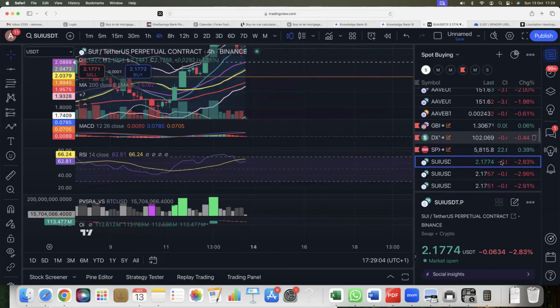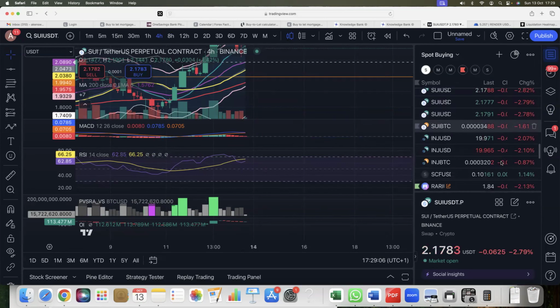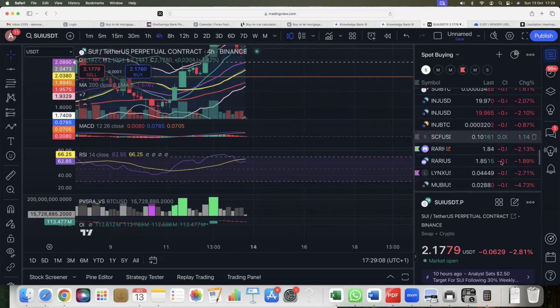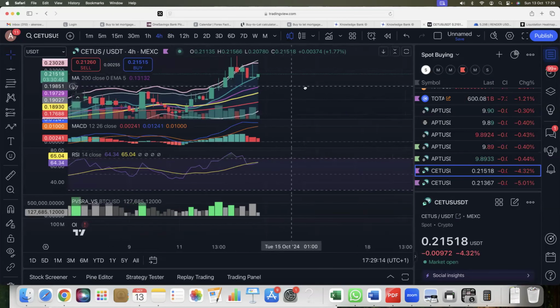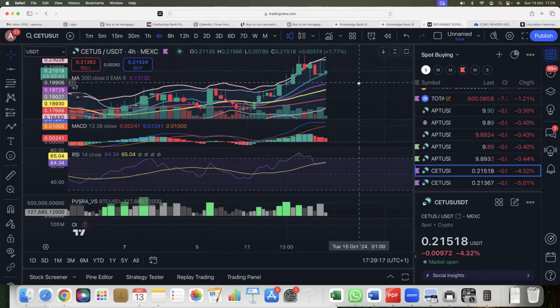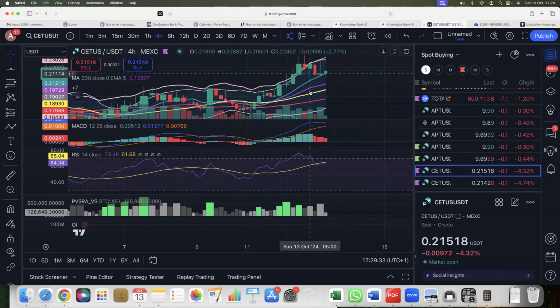Then there's another one that I wanted to bring to focus, which is CETUS. Yeah, so CETUS is another one. It's linked to SUI, right? Marshall, you probably know this better than I do. Is it a DEX for SUI? Yeah, it's a DEX. So if SUI goes up, the DEX also goes up. And as you can see, because SUI was going up, CETUS also went up.